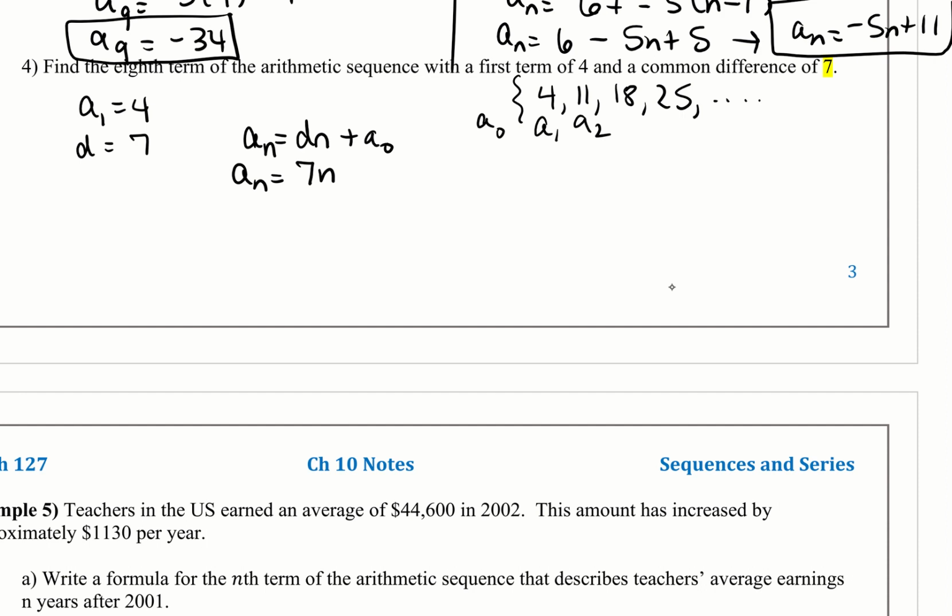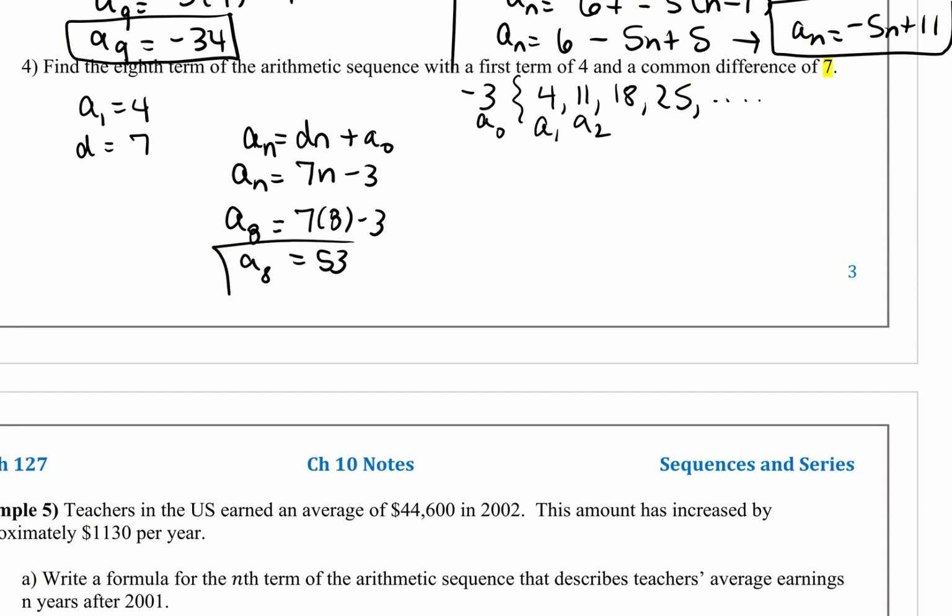Well, if I move to the right, I'm adding 7. If I move to the left, I need to take 7 away. So this would be negative 3. And then I want the 8th term. So once I have the general term, I could plug in an 8. And it looks like I get 53.